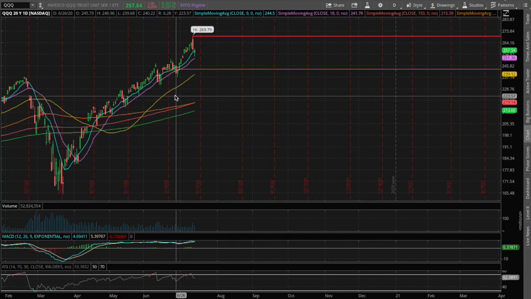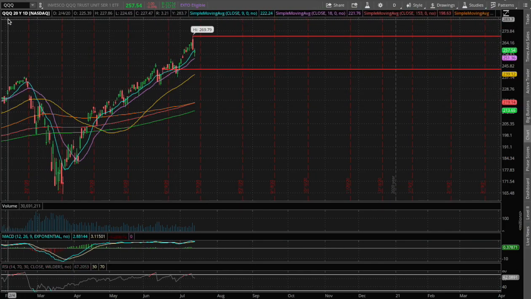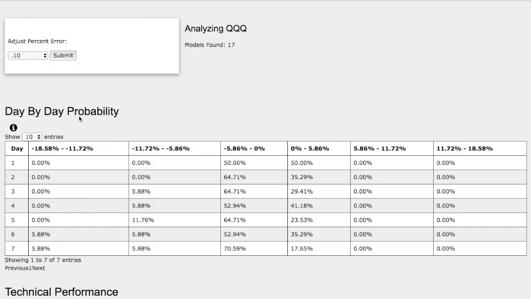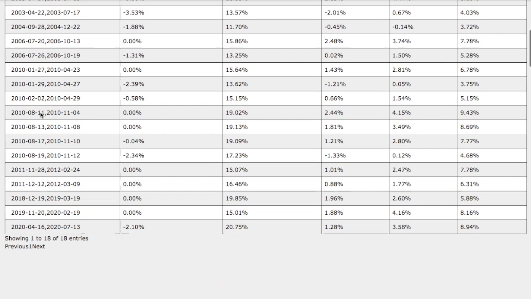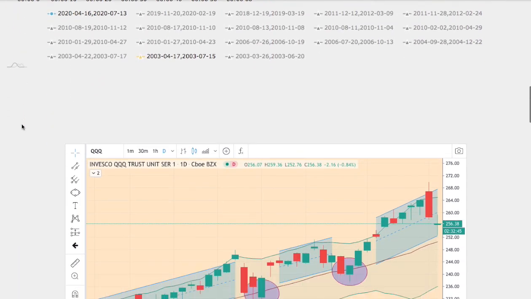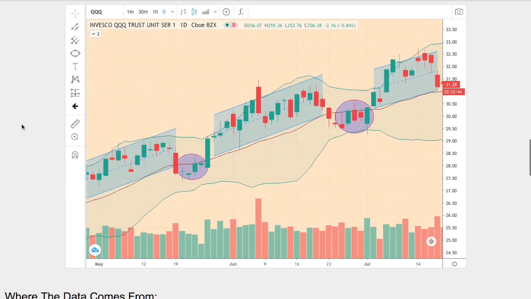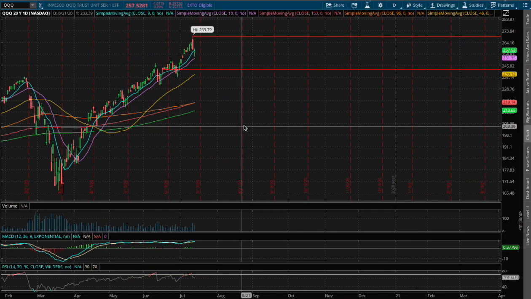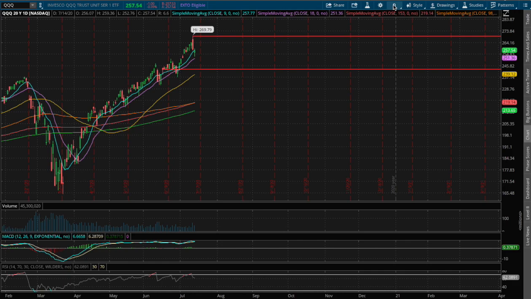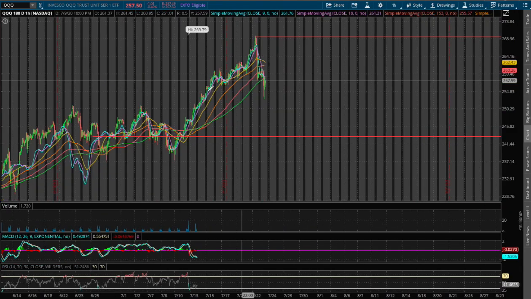Hello viewers, we'll be going over the Nasdaq ETF, ticker symbol QQQ. In this video, we'll be going over the day-by-day probability model, the technical performance of each model, how we find the models, comparing the current trend with the trend in the past, and we'll go over the day-by-day forecast for QQQ. So back to the technical analysis, we're currently down 40 basis points on the 1-hour chart.